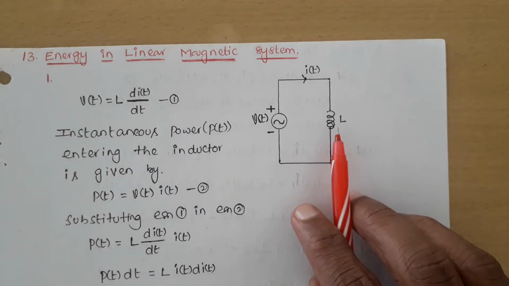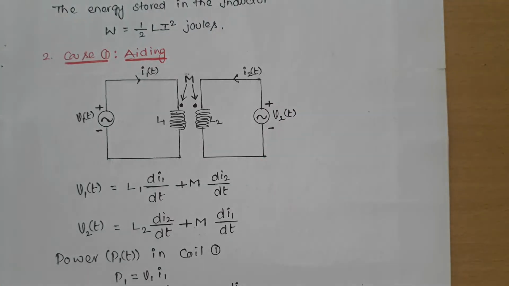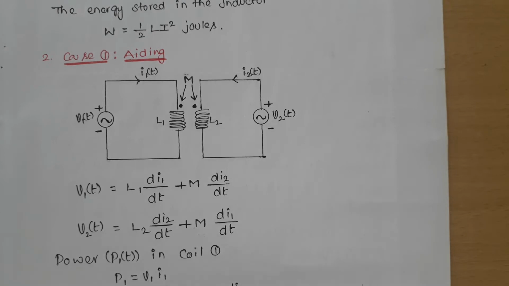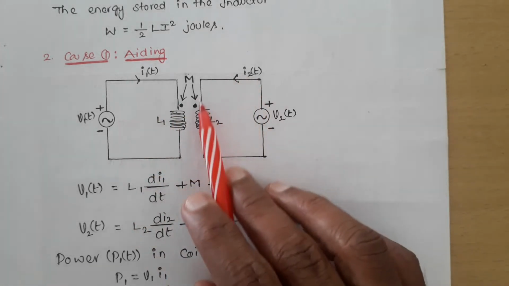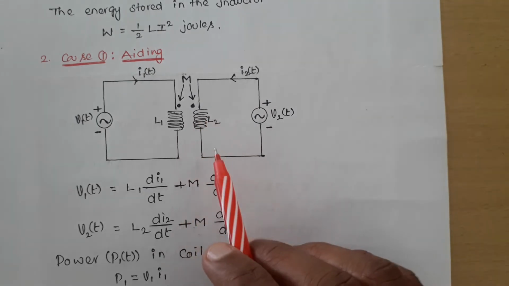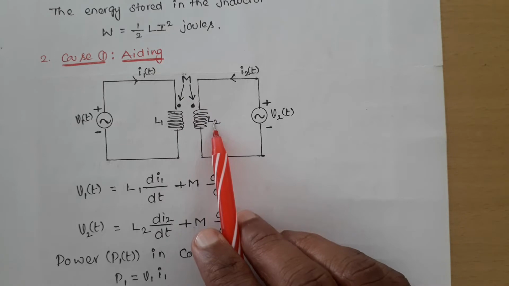This is the energy stored in the inductor, not in the linear magnetic system. Whereas this is the linear magnetic system, which is again of two types, aiding case and opposing case. First we solve for the aiding case. Aiding case means current is entering at the dot in both the coils. L1 and L2 are the self inductances and M is the mutual inductance.